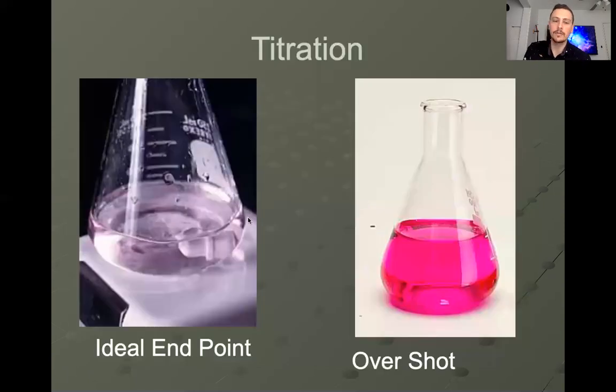Here's a picture of what an ideal endpoint should look like. If we do it perfectly, which takes a lot of practice, you'll get this really nice light shade of pink here. But as soon as you overshoot it, which can be as little as one extra drop, it turns this really dark pink, right?